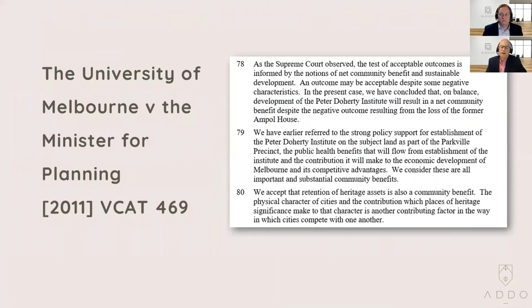The Tribunal went through those costs and benefits and talked about the test being one of acceptable outcomes, and obviously identified that the retention of the heritage asset was a strong community benefit, but so too was the establishment of the Peter Doherty Institute on the subject land. Either way, one part of the planning scheme was going to be offended if this proposal did or did not go ahead. The question for the Tribunal was which side of the policy ledger did this proposal fall within.